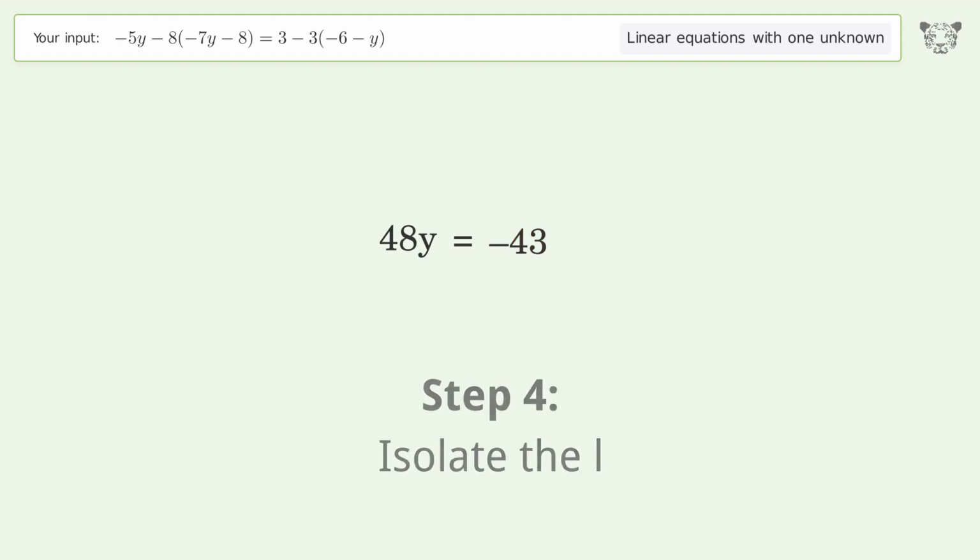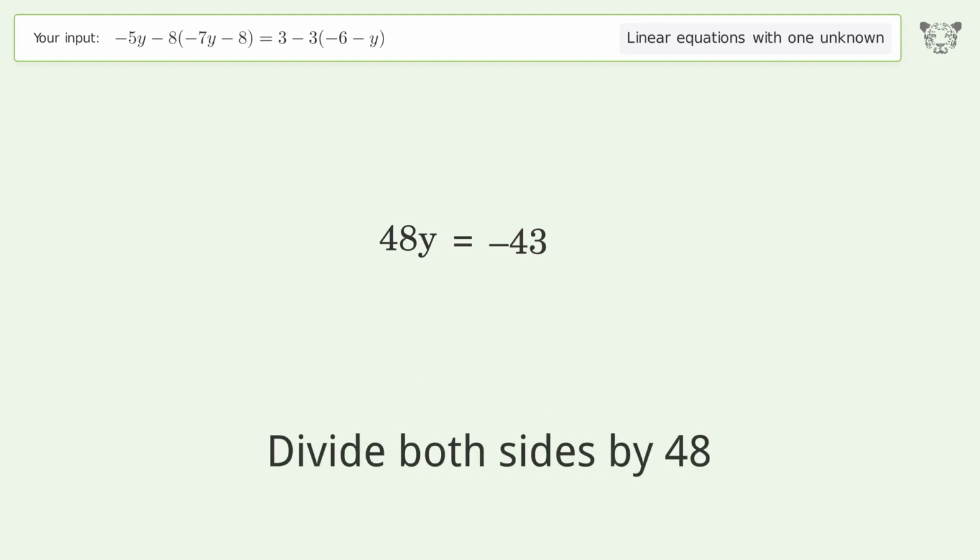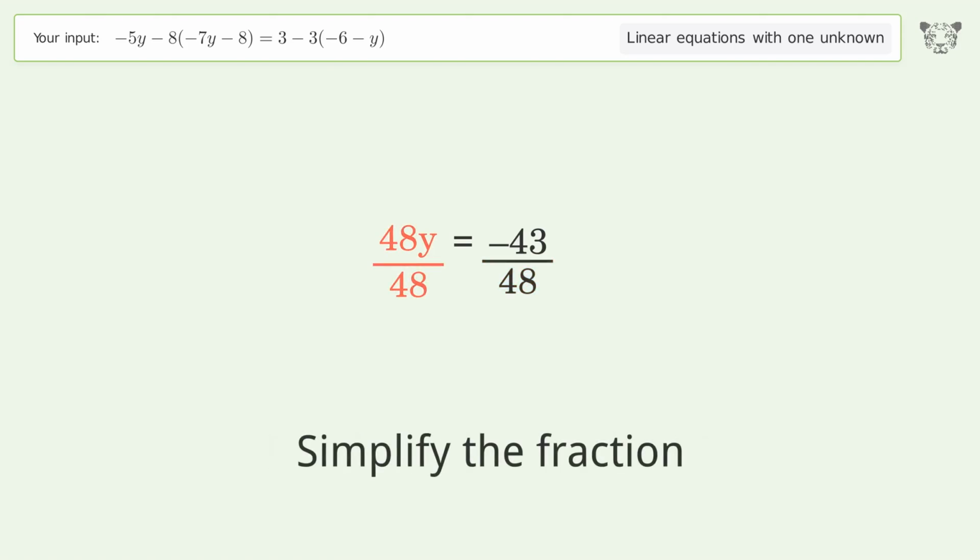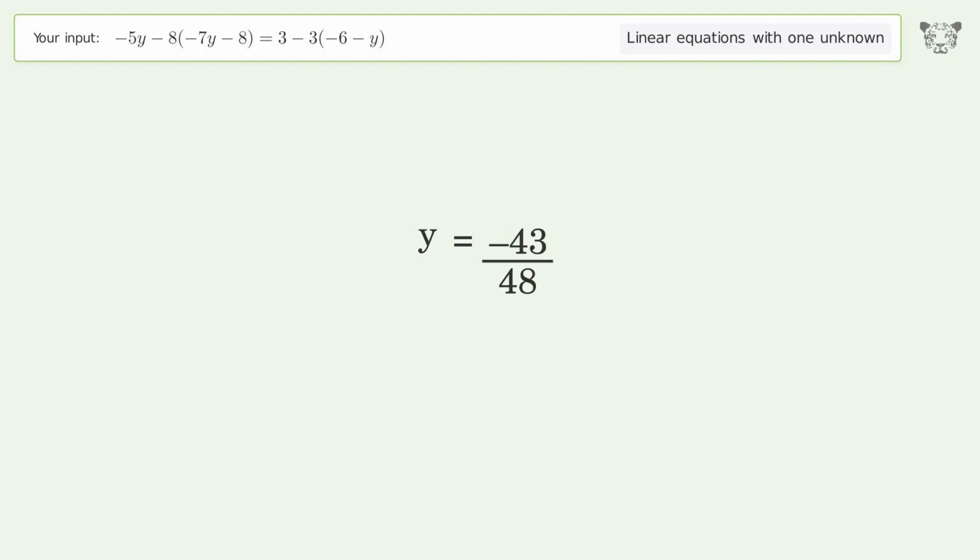Isolate the y. Divide both sides by 48. Simplify the fraction. And so the final result is y equals negative 43 over 48.